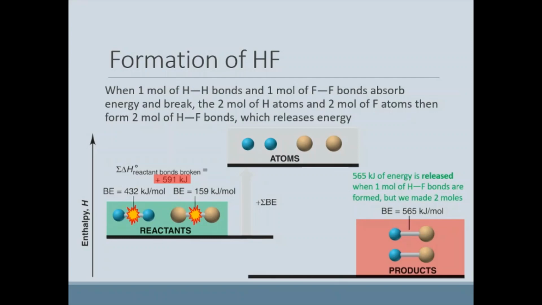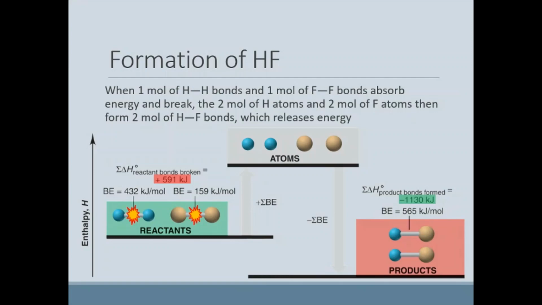But as you can see here, if you were to write out the balanced chemical equation, we're actually forming 2 of these molecules, or we're forming 2 moles of your HF. And so in order to make everything line up properly, 2 times the negative 565 will give us negative 1130 kilojoules of energy. And remember, the only reason why it's negative is because this energy is being released.